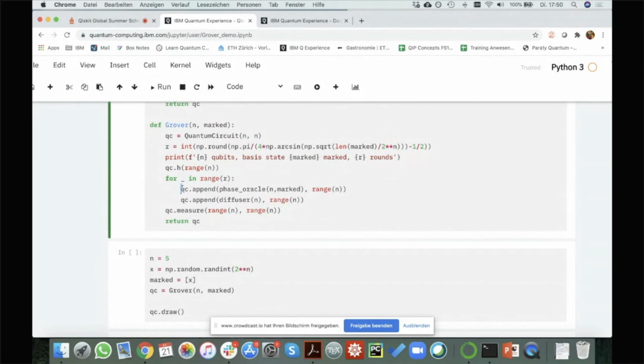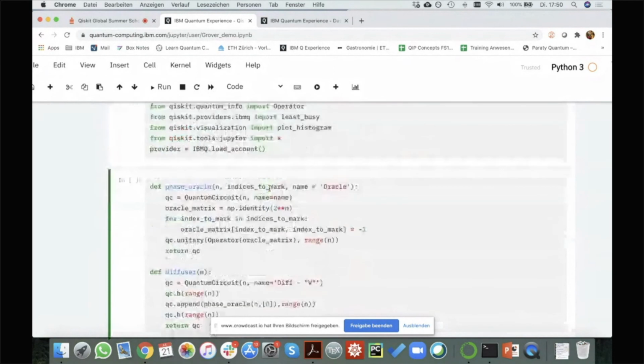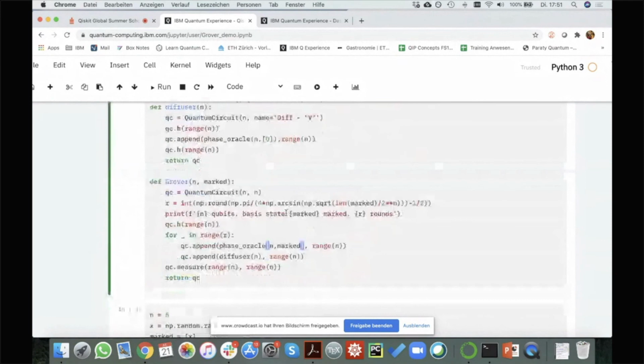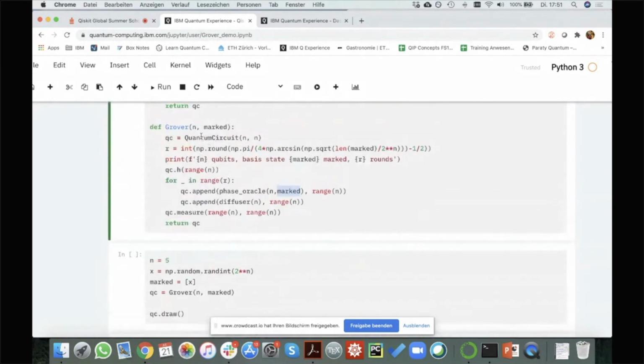I don't need to use whatever index I'm using to go through all the R rounds, I'm just doing R rounds, the same thing. So I have R rounds in which I append first the phase oracle, where I need to give n, and then I need to give the indices that I want to mark. The indices are just the marked elements, which I also have to feed to my Grover algorithm. It's the elements that I'm looking for. So I apply the phase oracle with n and marked, and I apply it to my n qubits. So I need to specify that as well if I want to append that quantum circuit to my original QC quantum circuit.